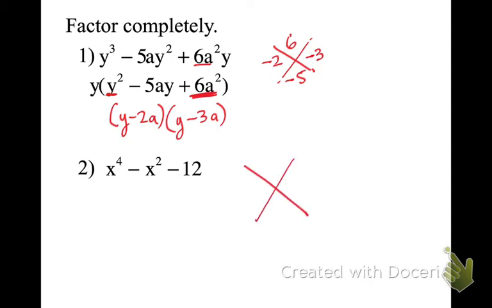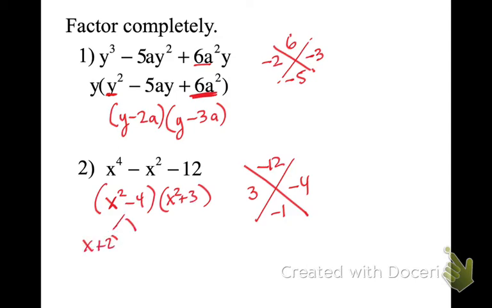Here we go again. What multiplies to negative 12 and adds to negative 1? How about negative 4 and 3? So I'm going to get x squared times x squared minus 4 plus 3. This breaks down to x plus 2 times x minus 2 times x squared plus 3. Okay? Now if you had done it x squared plus 3 times x plus 2 times x minus 2, that's fine too. The order doesn't really matter.